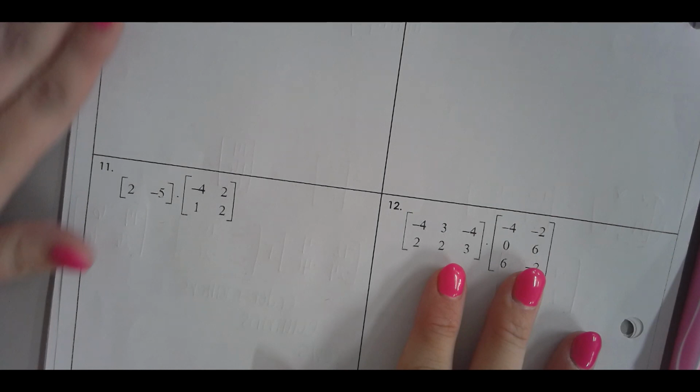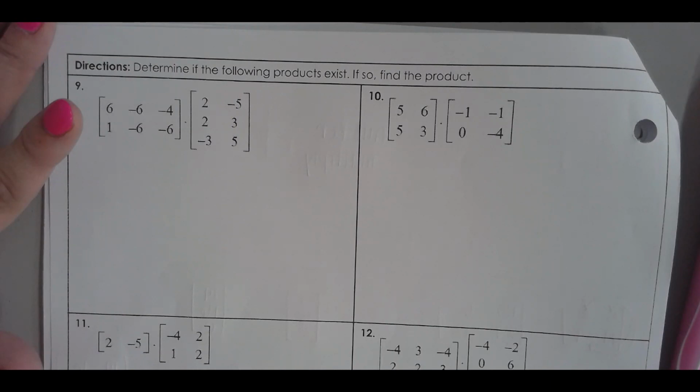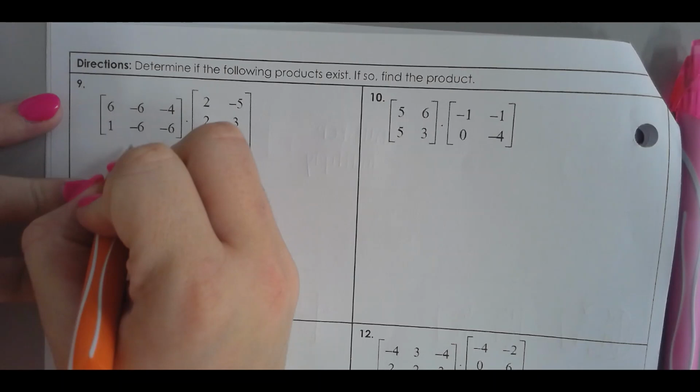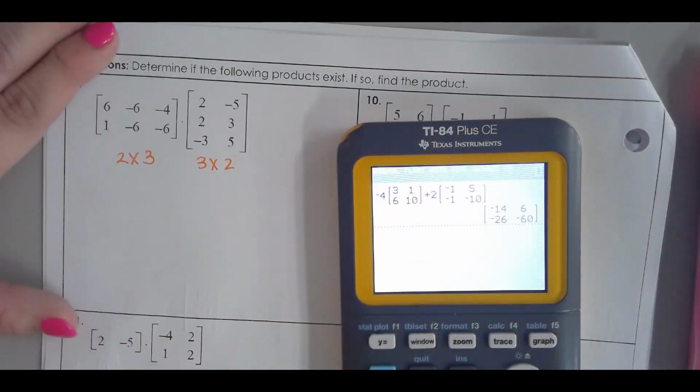I've given you some problems. You just get to type it in your calculator. Before you get started, you need to check. You'll just waste time if you don't check, typing it into the calculator and then you hit enter and you get an error. Okay, so this one's a 2 by 3. This matrix is a 3 by 2. So is it going to work? Yes. Yep. What should I expect? I should expect it to work by the calculator.